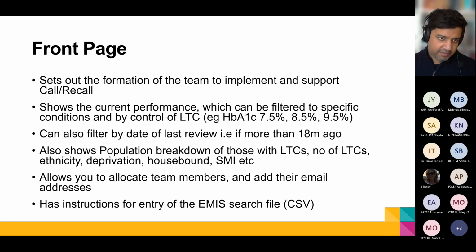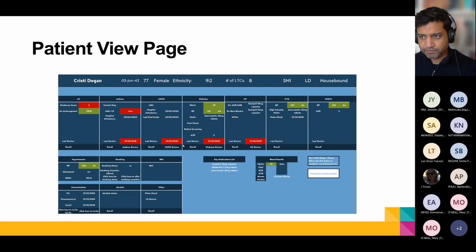We can also filter by the date of their last review. So if it was more than 18 months ago, you can see all those patients who haven't had a review recently. And it also allows the population breakdown of those with long-term conditions, the number of long-term conditions, the ethnicity, the deprivation, housebound, etc. That allows you to allocate your team and add their email addresses, and it gives you the instructions for the entry of the EMIS search file.